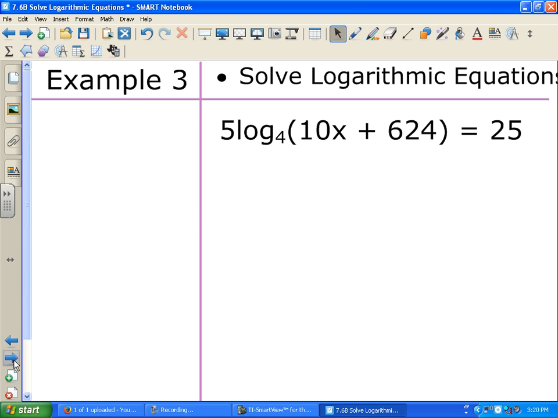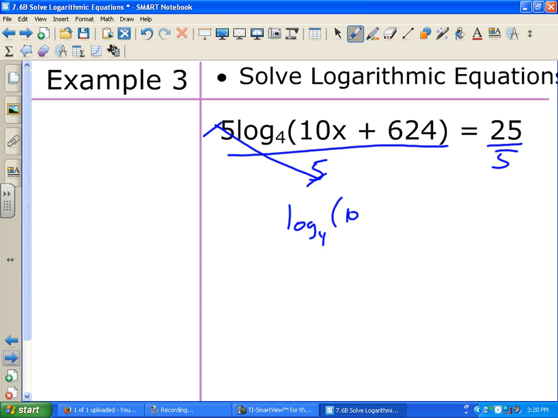We've got to get the log by itself. I do need to get rid of the log, but I sure would like to get rid of that 5. That says 5 times the log base 4 of 10x plus 624 equals 25. I'll divide both sides by 5. I think that's a great idea. That gives me log base 4 of 10x plus 624 equals 25 divided by 5, which is 5.